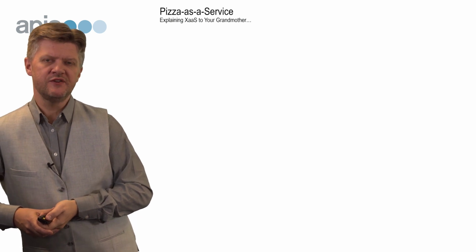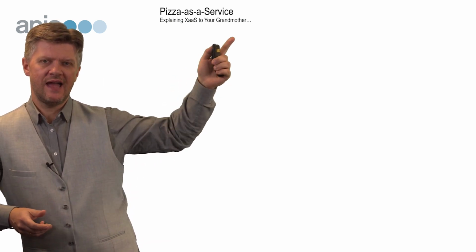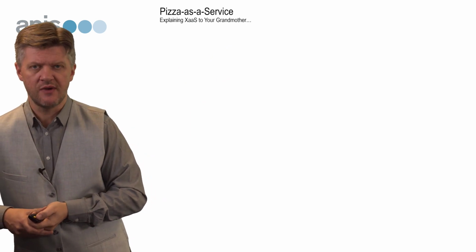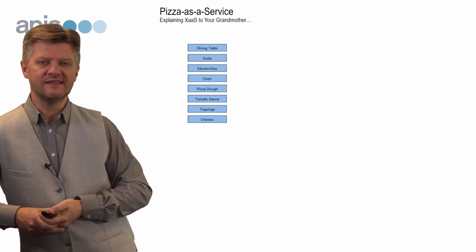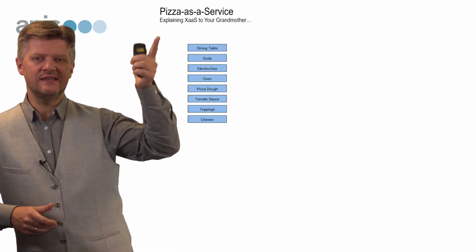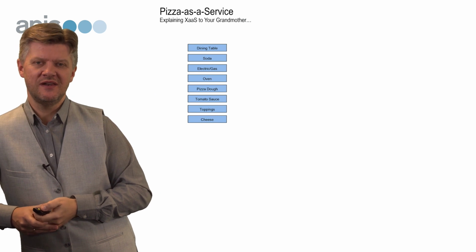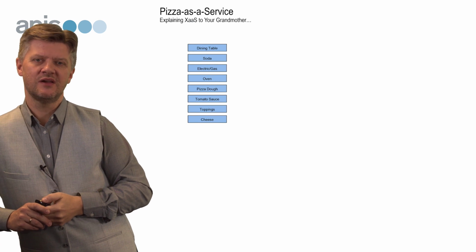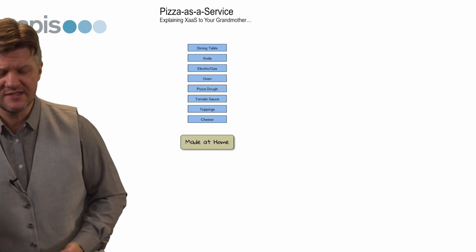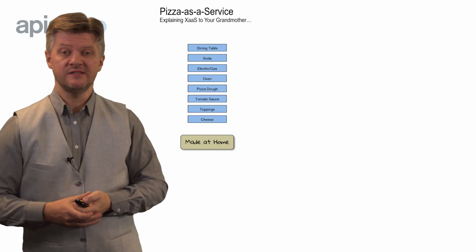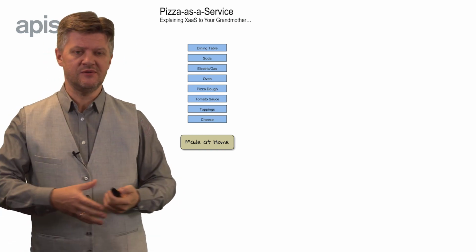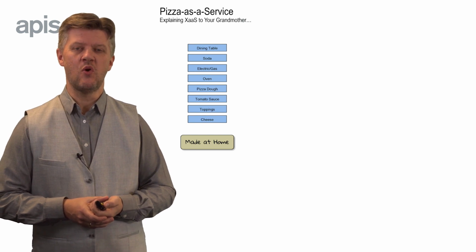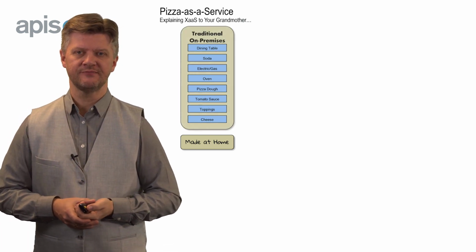If you're still a little bit confused, and your grandmother also is, and you want to explain something as a service to your grandmother, here is pizza as a service. These are things you need in order to consume a nice pizza, all the way from the dining table to the cheese and toppings on top. So if you make a pizza at home, you need to manage all these things. You need to have them, you need to buy them, you need to control all these aspects of pizza making.